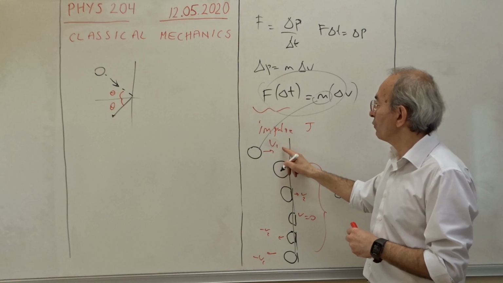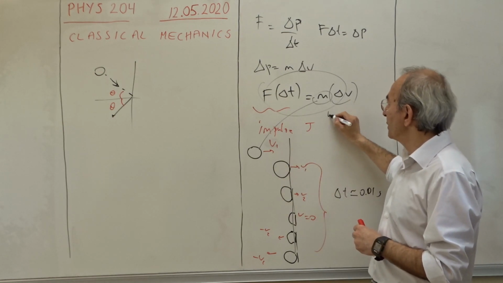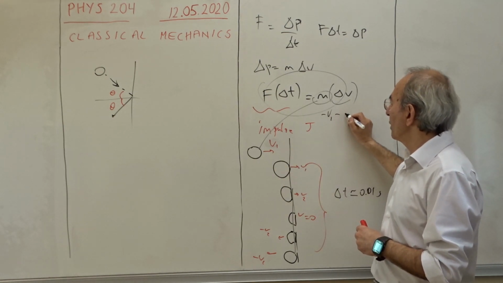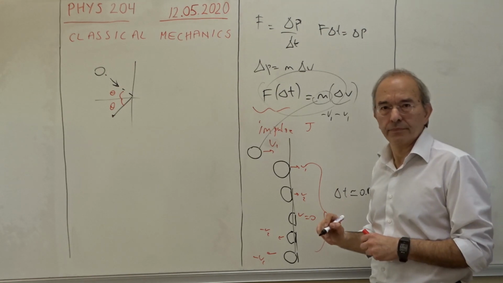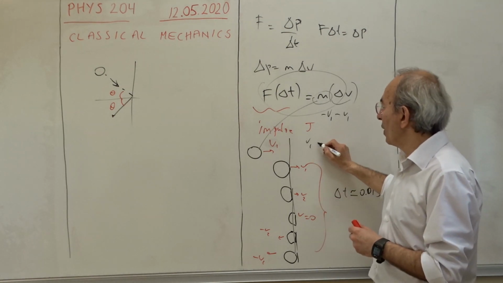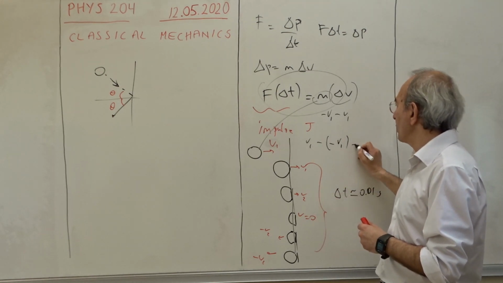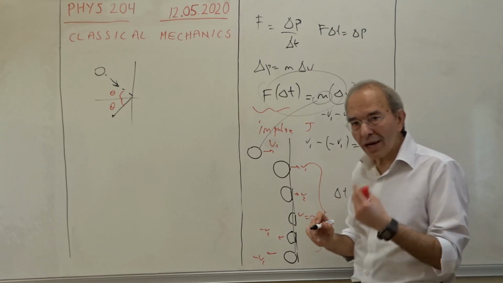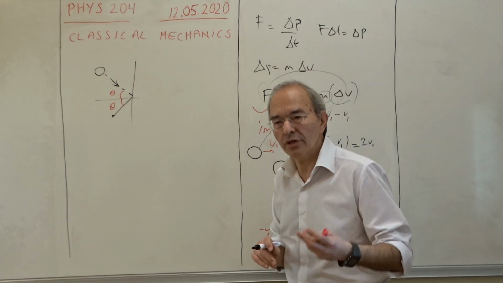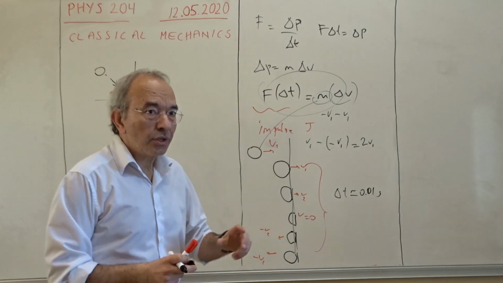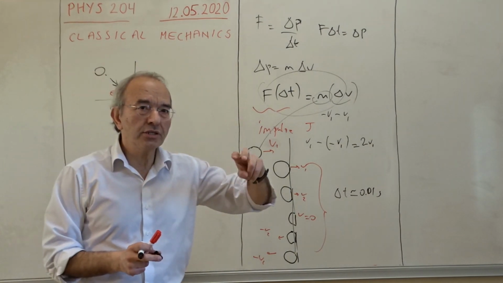It is moving with some velocity v1, but delta v is minus v1 minus v1. Or what is the change? v1 minus (minus v1). So the change is in fact twice v1, or what velocity it had. So the change in the velocity is almost twice.